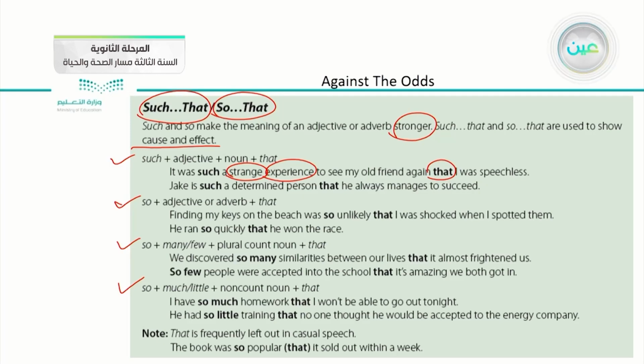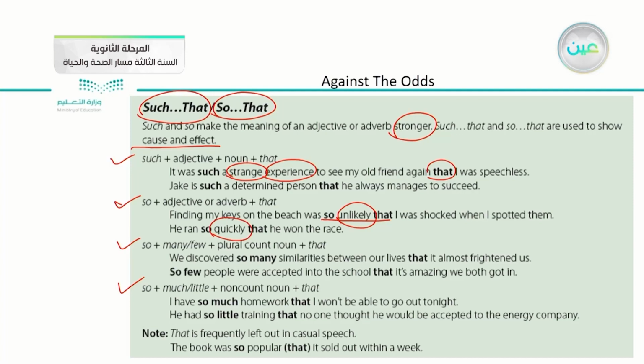For example, finding my keys on the beach was so unlikely that I was shocked when I spotted them. Here, so was followed by an adverb. There wasn't any noun or anything else. There was only an adverb. Number two, he ran so quickly that he won the race. Also, we have here another adverb.